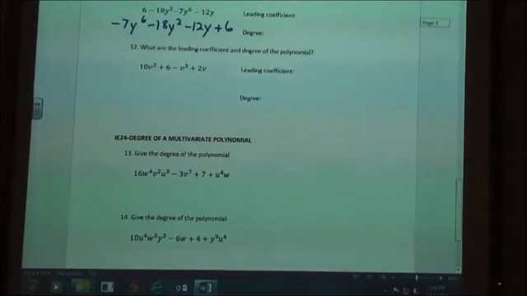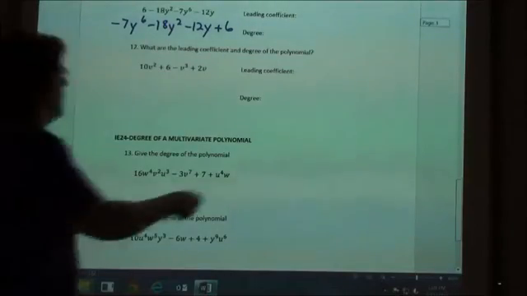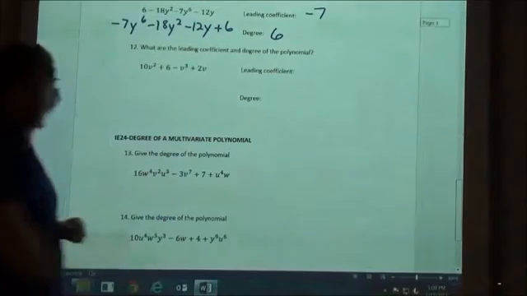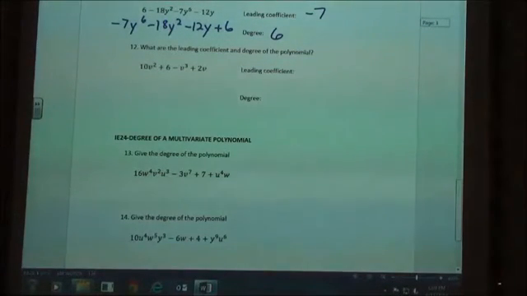So then the leading coefficient would be negative 7. Exactly. And then the degree would be 6. Yep. Wait, did I just do that? You did just do that. All right.